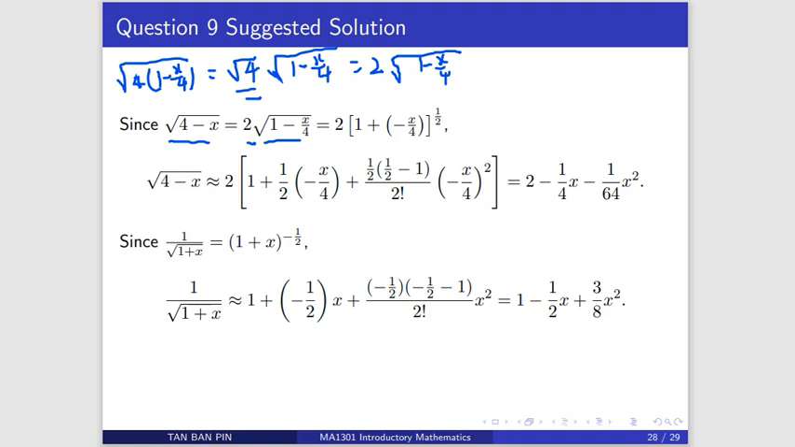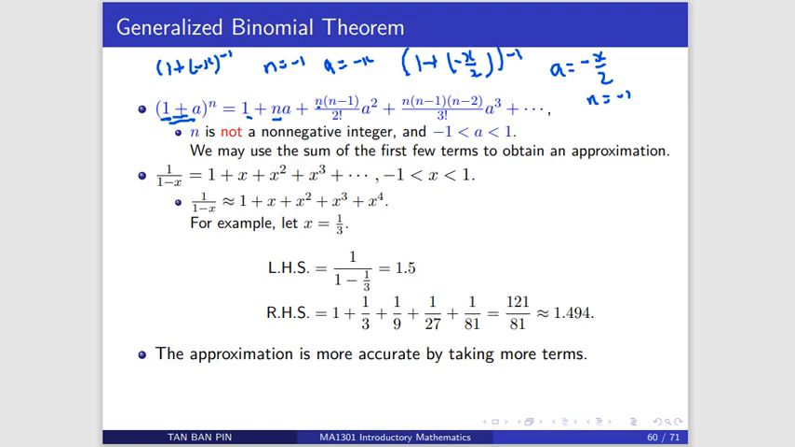Okay, and then square root of 1 minus x over 4, you can write it as 1 plus minus x over 4, whole thing power half. So to expand this, you take a as minus x over 4, and n as half. So when you write 1 plus minus x over 4 power half, you take a to be minus x over 4, and you take n to be half.